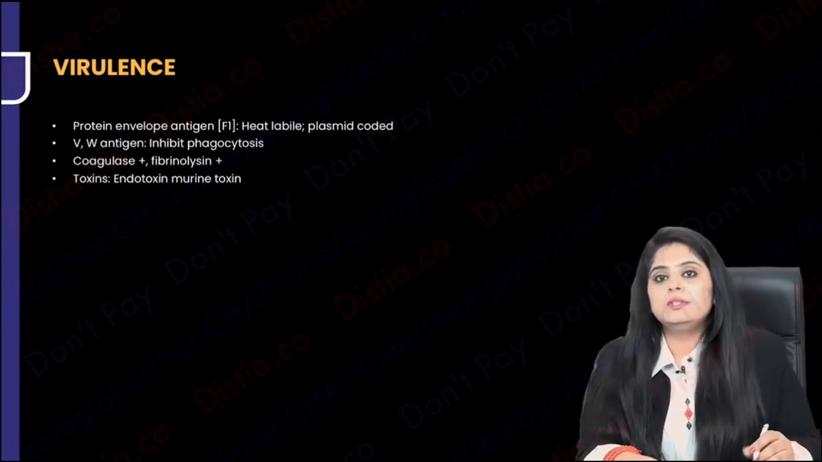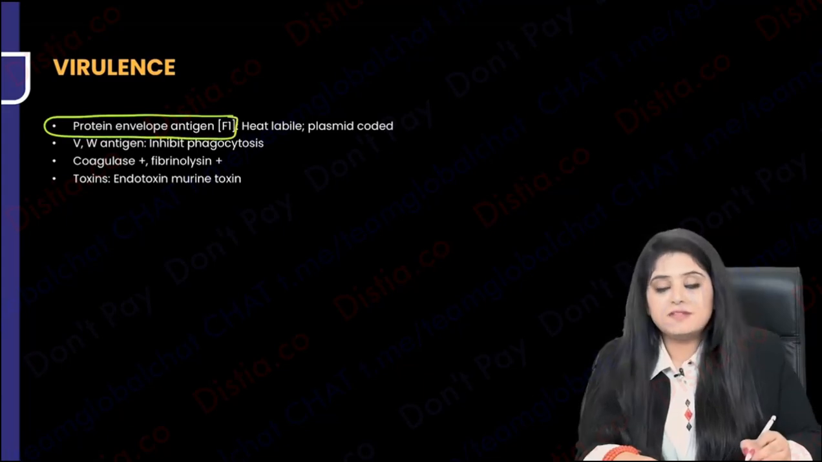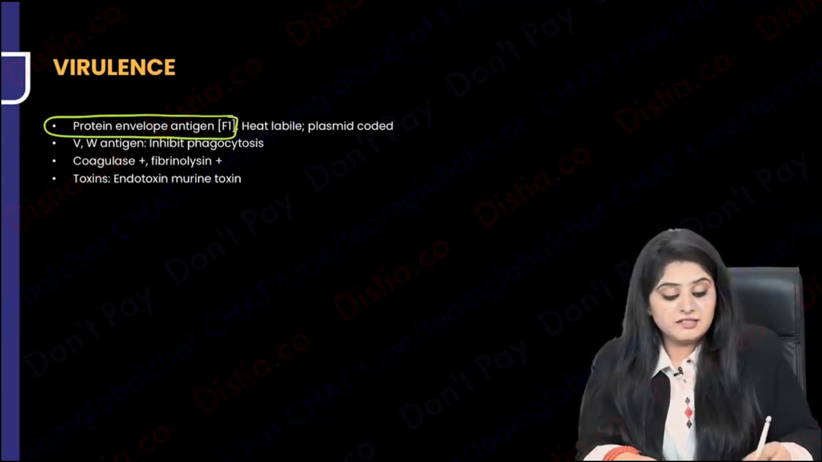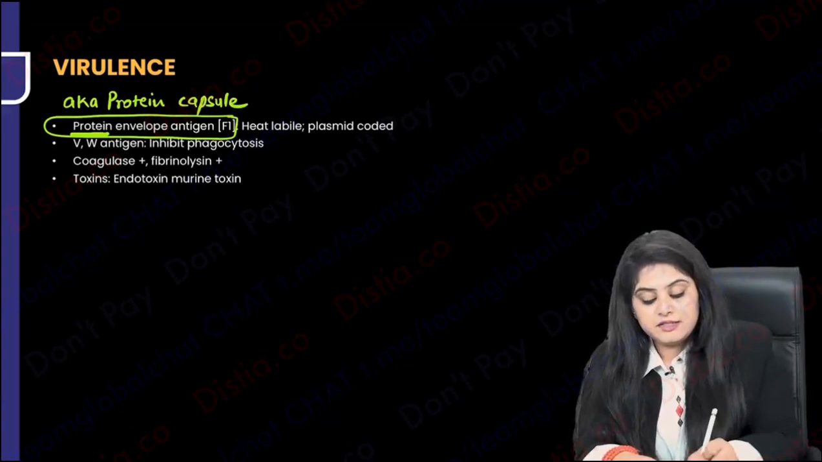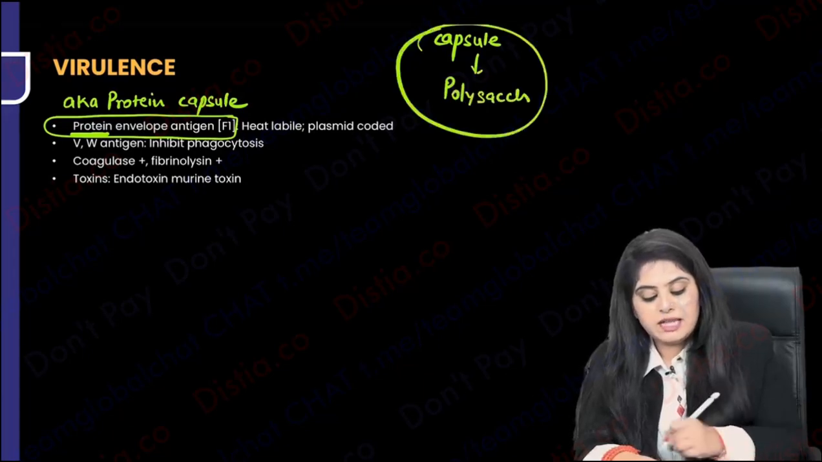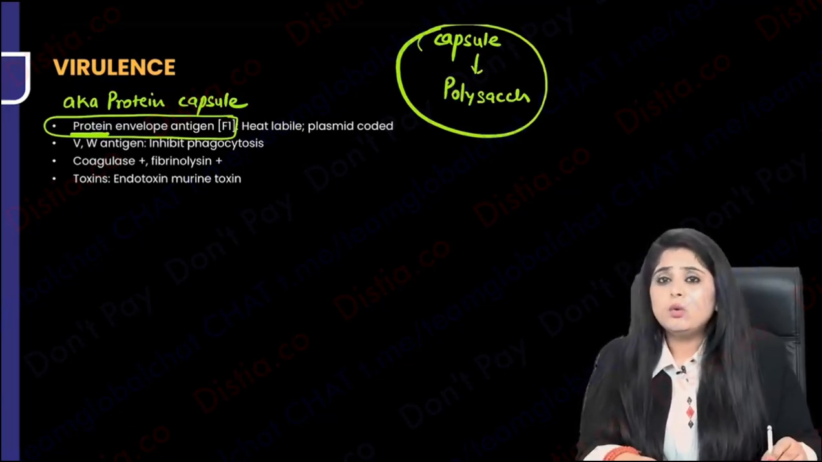But what you have to learn is that there is an envelope antigen called F1, because later on the vaccines are also made out of it. In fact, they say over here it's nicely written as a protein envelope antigen. This is also known as a protein capsule, and that is a difference, because I have always learned that capsules are made up of polysaccharide, and now I am reading over here that a capsule can also be made up of protein. Yeah, this is not very commonly known by students.